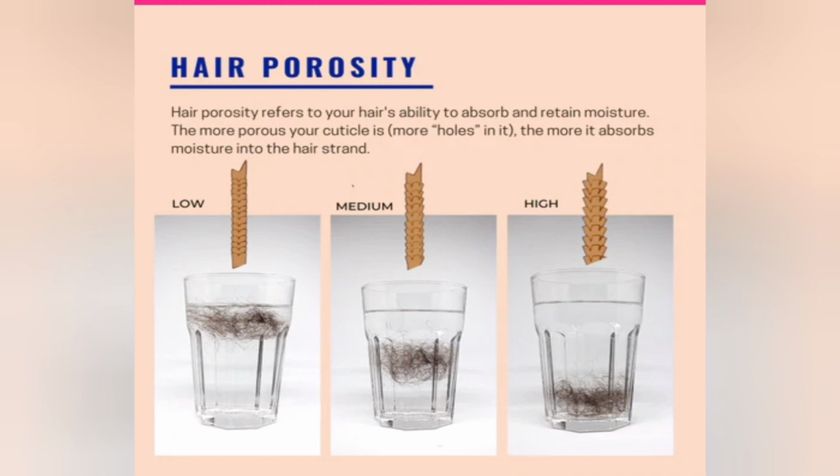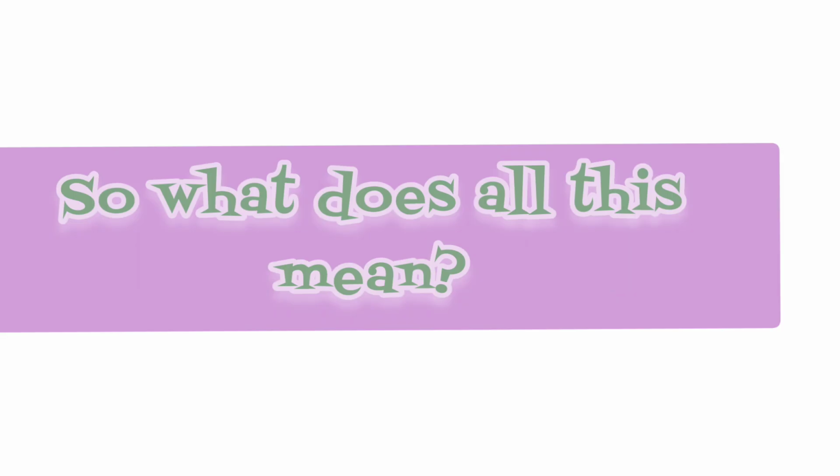And a quick test is to take a few strands of your hair, clean hair, I might add, and put them in a glass of water. The glass should be full. Place your hair strands in the water, and if they quickly sink to the bottom, then your hair is highly porous because they've quickly absorbed the moisture and sunk to the bottom of the glass. If they take their time getting to the bottom of the glass or they don't sink at all, then it means that you have low porosity. Does that make sense?